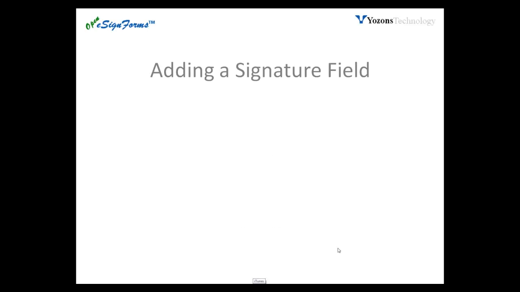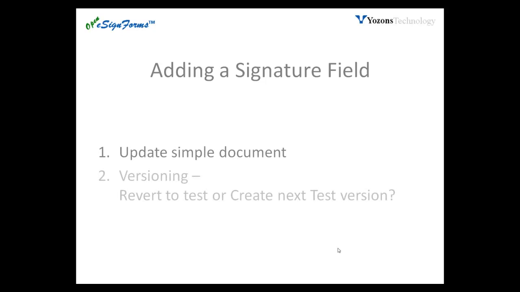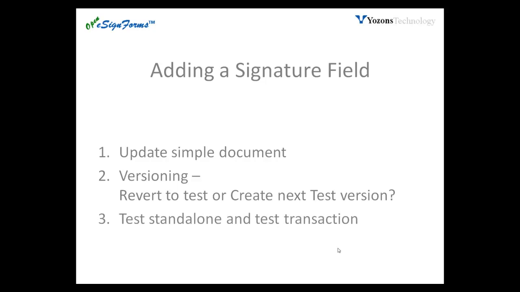In this video, I'll be adding a signature field to SimpleDoc. When I make the change, we'll talk about versioning. Will I revert it to test? Will I create a next test version? Then I will test the document standalone, and once that is working, I'll test it in a transaction. When that is working, I'll promote it into production.